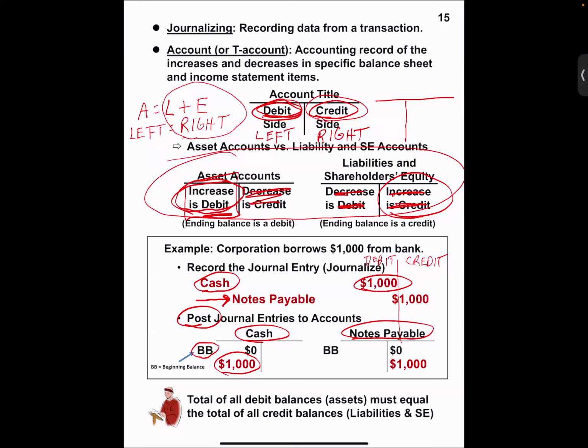In addition, if we make sure we do that, then we're going to be guaranteed that, if we record things correctly when we post, the total of all the debits must equal the total of all the credit balances in our liabilities and equities. That's our fundamental accounting equation. Assets equals liabilities plus equity.